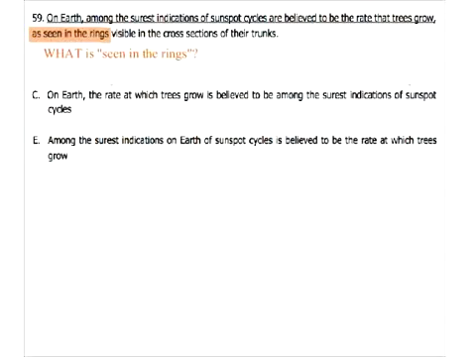Like what's actually seen in the rings, in the cross sections of trees? Like what do we actually see? Yeah, it's the rate of growth, right? So people can see the rate of growth. They can see the growth rate in the rings.